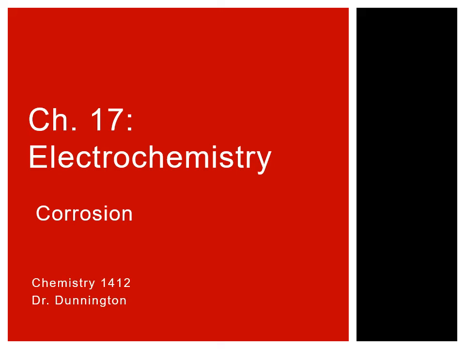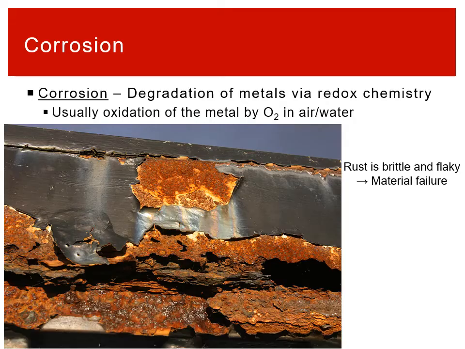We want to talk about something that's not really an application of electrochemistry, but a common issue of electrochemistry that we see, which is corrosion. Corrosion is generally just the degradation of metals via redox chemistry. Usually it's the oxidation of the metal by O2, by oxygen that's in either air or water. There can be other things involved, especially once you get into water, other things that are oxidizing the metal, but normally you're almost always oxidizing the metal.